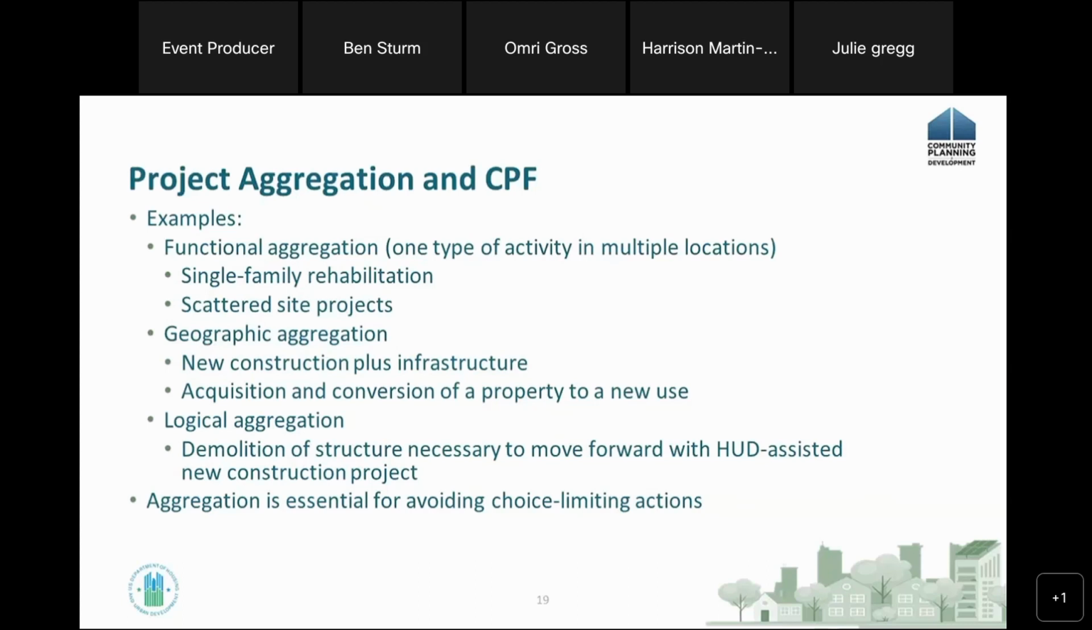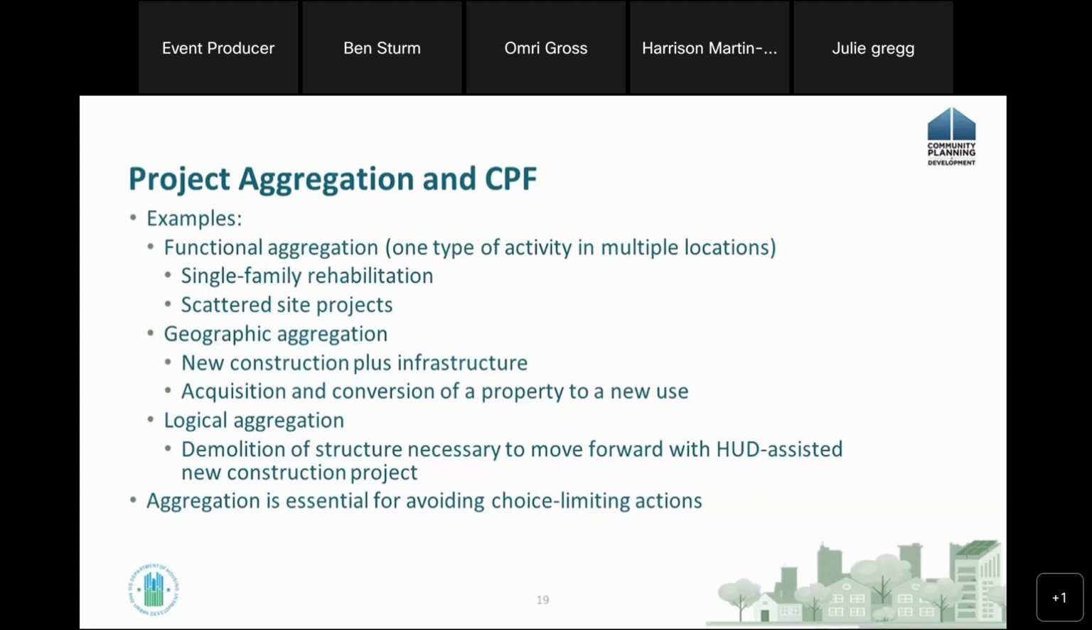And then as far as geographic aggregation, remember, these are different activities, but on the same site or same location. So this could be new construction plus infrastructure. If new construction was the HUD assisted activity, but there was also some associated infrastructure that needed to happen, that's all on the same site. So different activities, same site. Same thing with acquisition and conversion of a property to a new use. If you're converting a property to a new use and that's what the HUD funds are going towards, you may still need to acquire that property. And again, the acquisition is happening on the same site, so different activities must be aggregated into the environmental review.